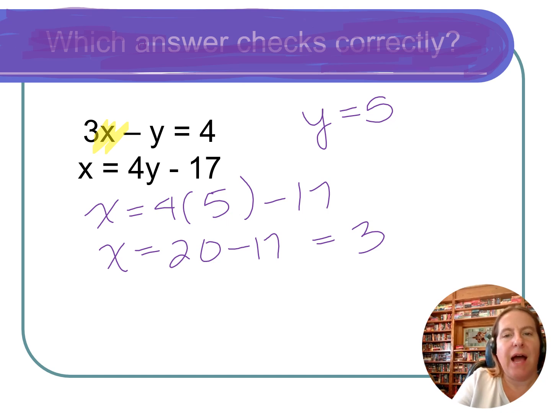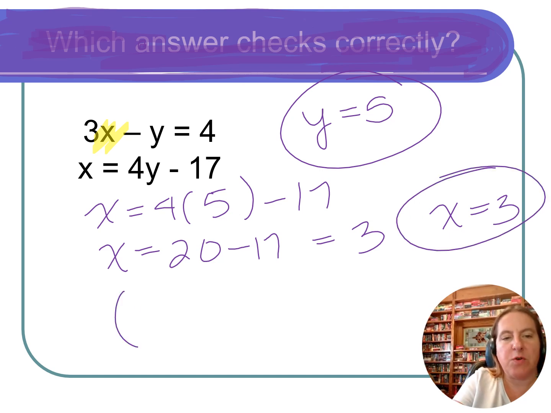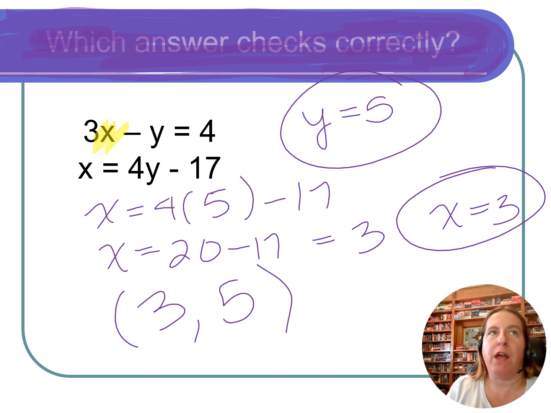Now again, I can very clearly label my answers as y equals 5 and x equals 3. Or better yet, I'm going to write it as an ordered pair. Be careful, because even though we found y first, our ordered pairs will always be x comma y.